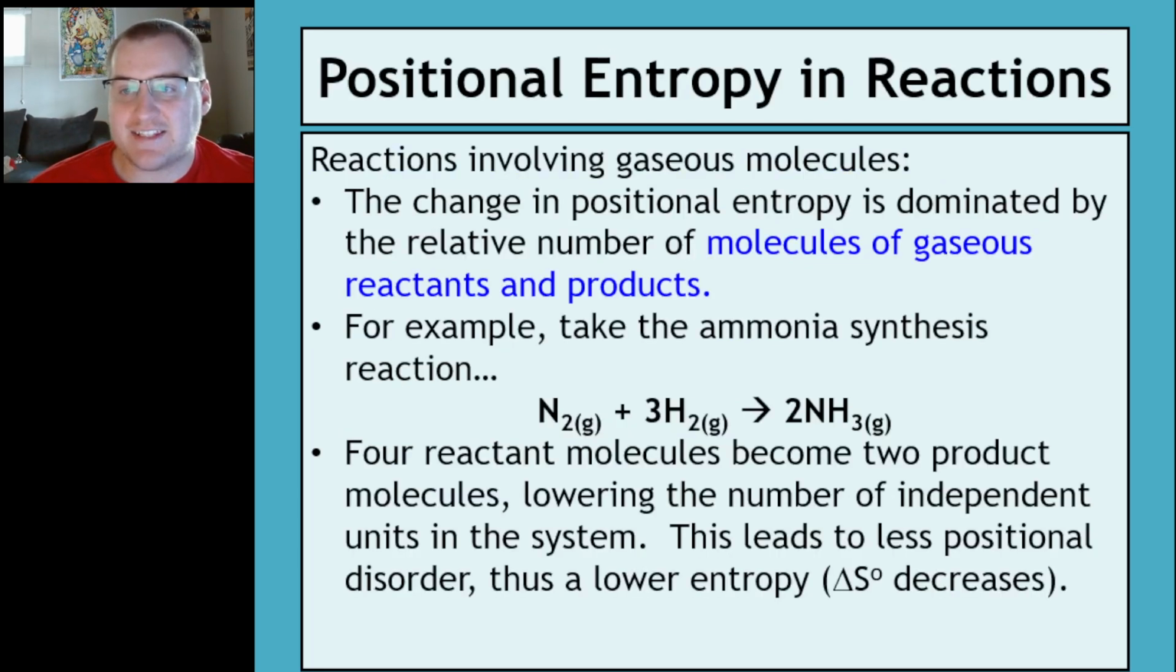Reactions involving gaseous molecules. The change in positional entropy is dominated by the relative number of molecules of gas, reactants and products. Take this reaction of ammonia into account. I have on the left side my reactants. I have 4 reactant molecules. I have 3 H's, 1 N, so 4 total. It produces only 2 product molecules. This lowers the number of independent units in the system, leading to less positional disorder. It's getting more organized because I have less gases, entropy going down.